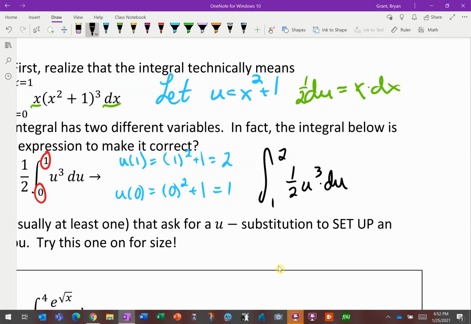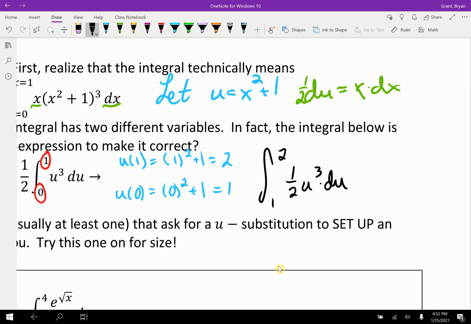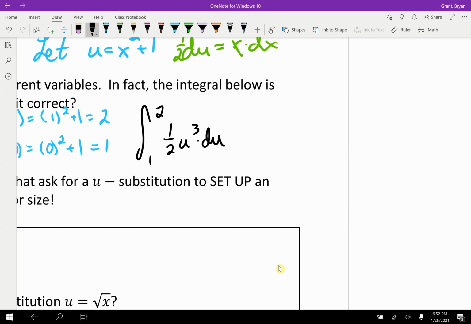Okay, so if we finish this off then, we'll factor that 1/2 out front again, and I'm going to need a little bit of space here. We're going to factor the 1/2 out and then take our antiderivative of u cubed, that's 1/4 u to the fourth, from 1 to 2.